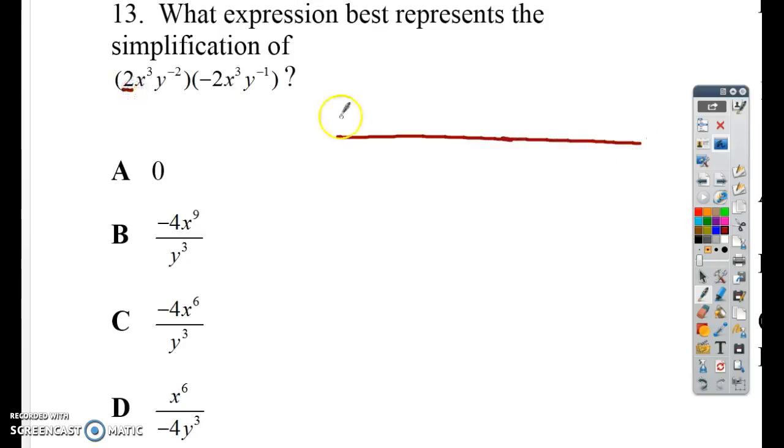So that 2 stays up at the top, and that negative 2 also stays up at the top. So that's 2 times negative 2. You have 3 x's on top: 1, 2, 3. You have another 3 x's on top: 1, 2, 3. And the y's are both negative exponents, so you're going to have 2 y's at the bottom, and you're going to have another y at the bottom. Is there anything I can cancel?